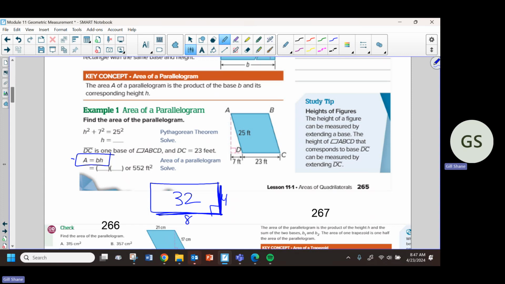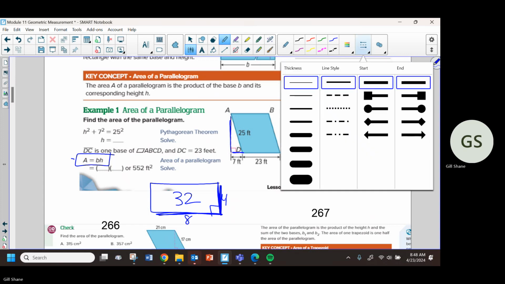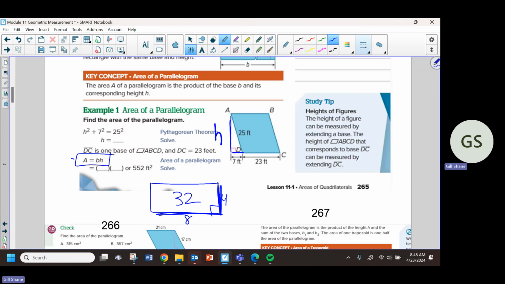I don't have perpendicular lines in a parallelogram. I have to create them. So I have to create a perpendicular line, which is what they're doing here. That line right there, they're creating a perpendicular line to the base. And I have to solve for the length of that line. I have to come up with the height. So that value right there is the height.